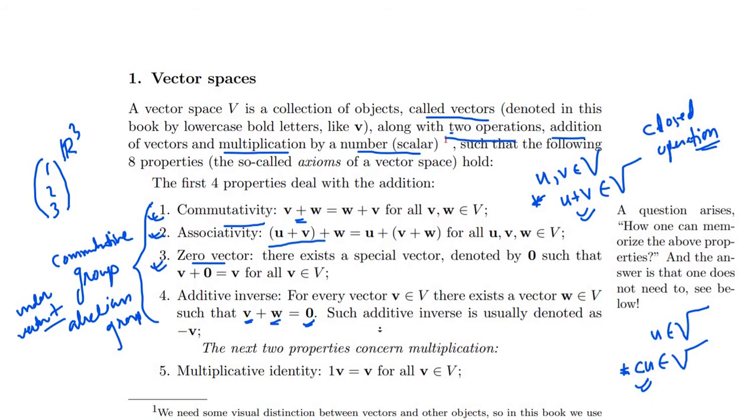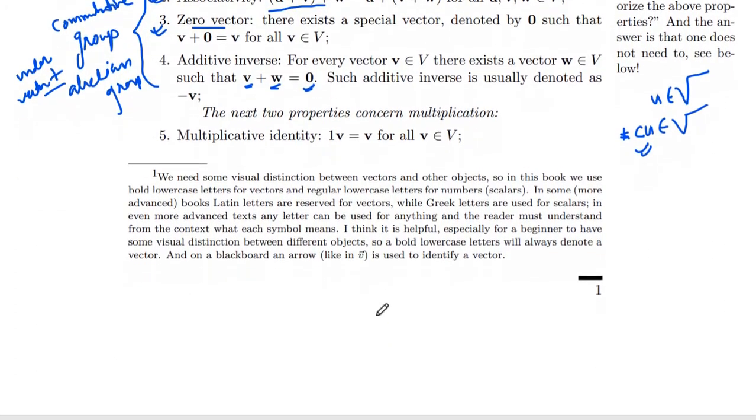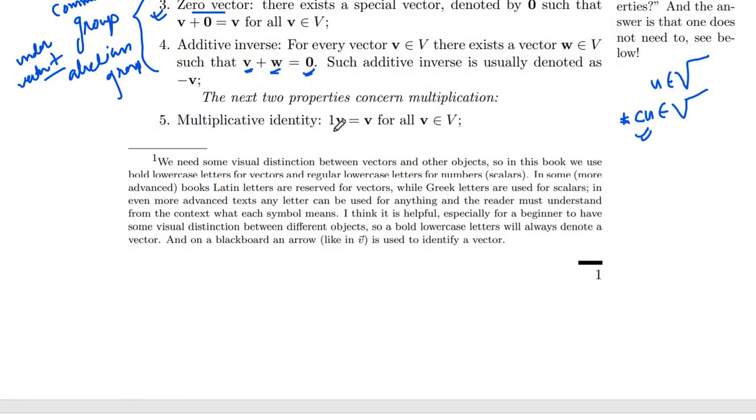Then let's look at the multiplicative things, about scalar multiplication. So what is this? 1 times v equals v. Now let's think about it. Why is it necessary? Because when you multiply any scalar with a vector, you do not know intuitively what to do, right? You're multiplying by 1.